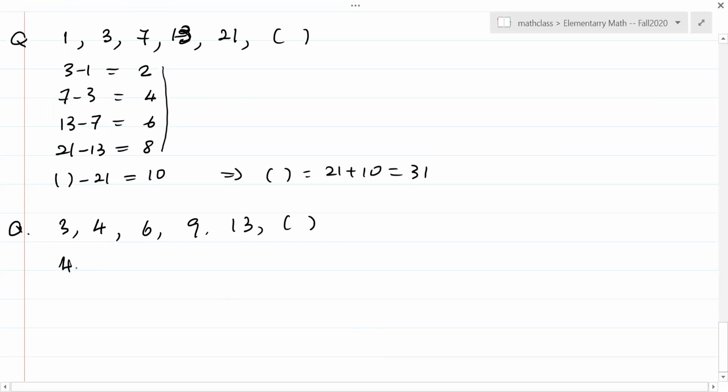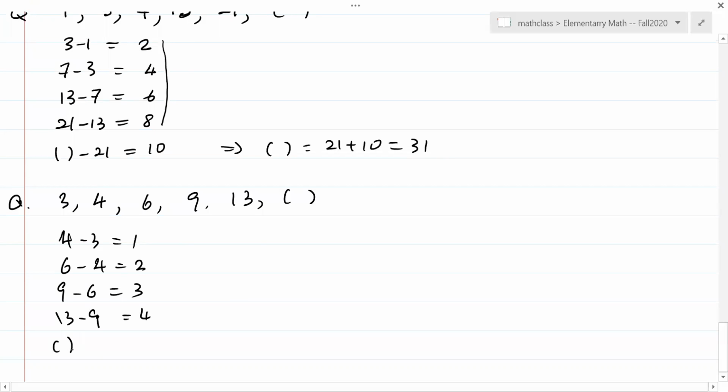So you will see that 4 minus 3 is 1, 6 minus 4 is 2, 9 minus 6 is 3, 13 minus 9 is 4. So clearly the last number minus 13 is going to be 5. That implies that number is going to be 18. So 18 is the correct answer.